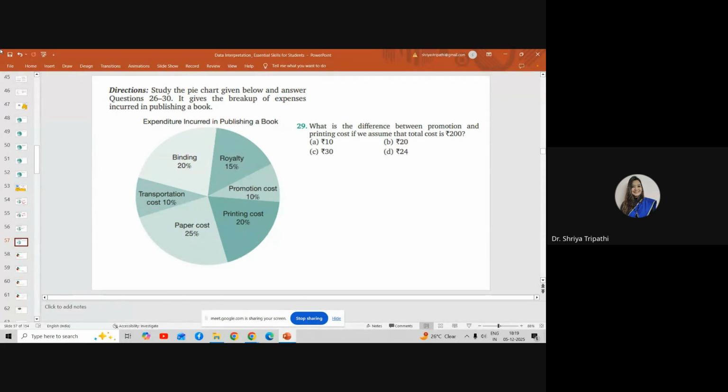Difference between promotion and printing cost. What is promotion here? We have 10. Printing cost 20. What is the difference in percentage? 10%. 10% of what? If we assume that the cost price is 200. What is 10% of 200? 20, ma'am. Did you understand? Yes, ma'am. Thank you, ma'am. Simple: 10% of 200, one 100 is 100, two 100s are 200, so 10% is 20. So the right answer here is 20.